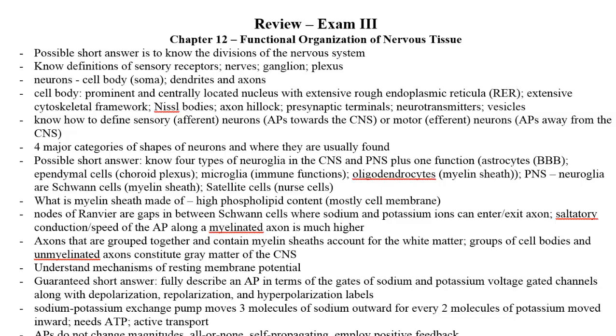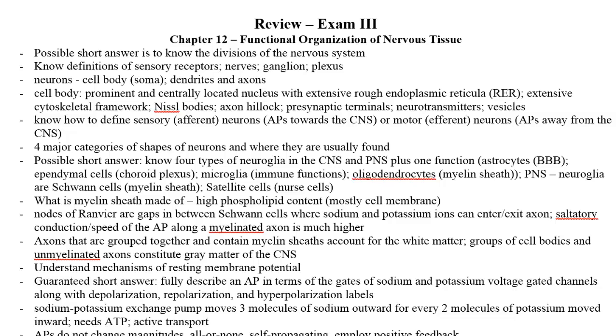The next possible short answer is to know the 4 types of neuroglia that are found in the central nervous system, and then the 2 that are found in the peripheral nervous system. And for each, you should know a particular function associated with those. So I've got this listed out already for you. The 4 in the central nervous system are astrocytes, which make up the blood-brain barrier; ependymal cells, which are part of the choroid plexus that makes cerebrospinal fluid; microglia that serve as the immune system inside the brain; and the oligodendrocytes that are used to form myelin sheath around multiple axons within the central nervous system.